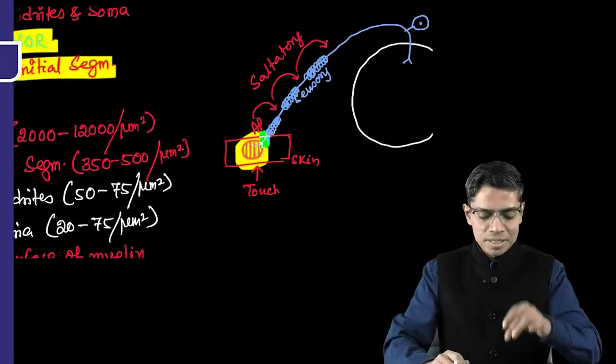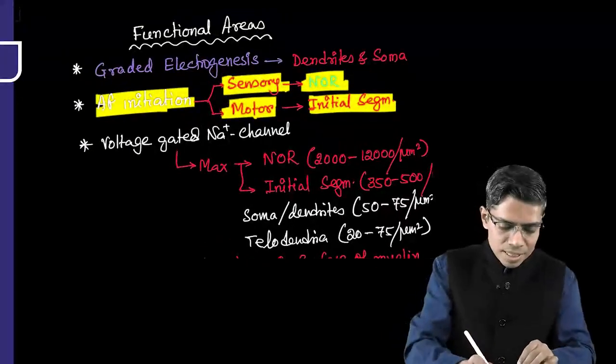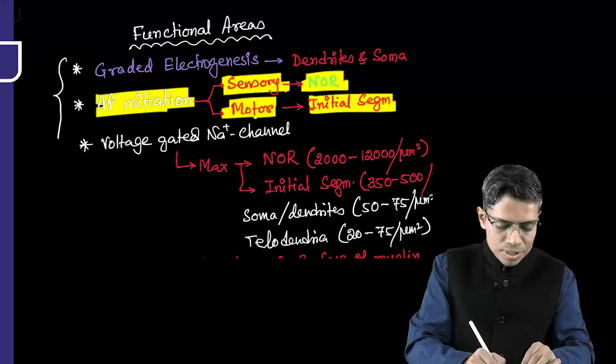So please remember these functional areas of the neuron. These are very important for physiology MCQs.